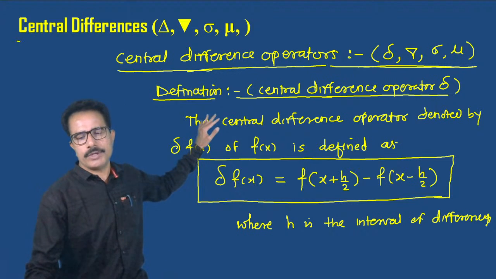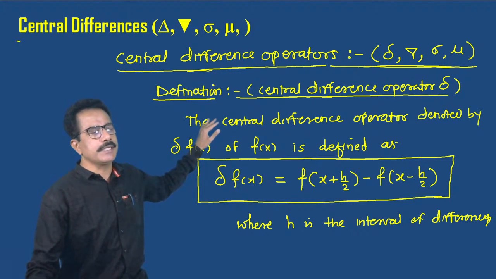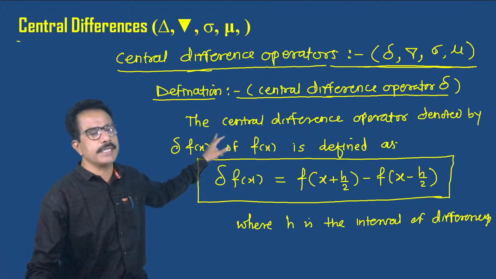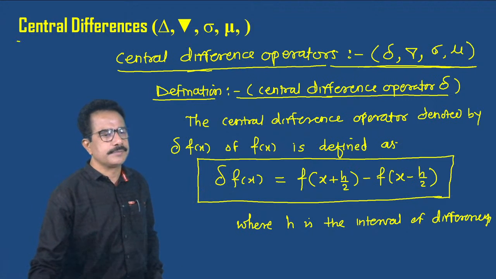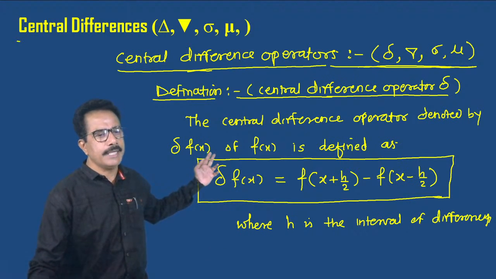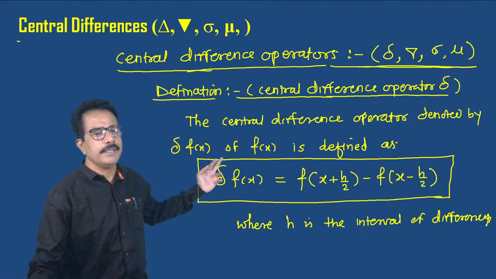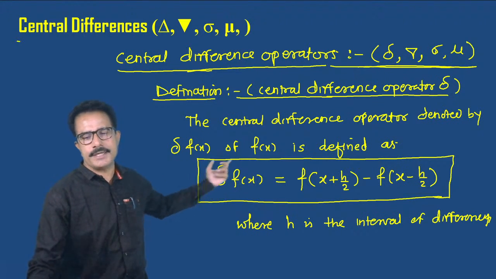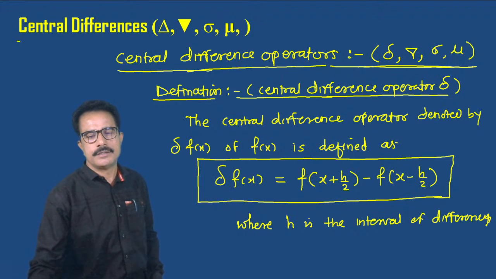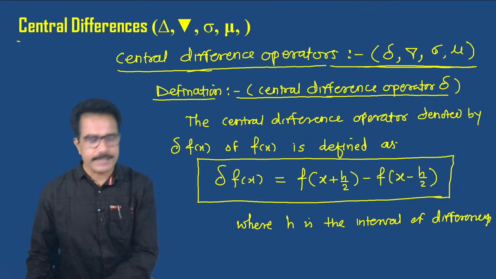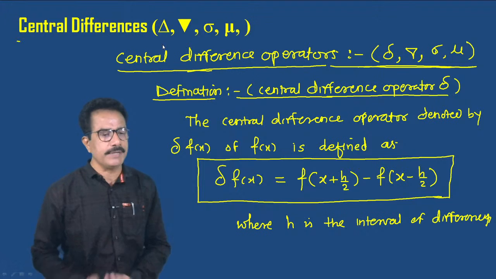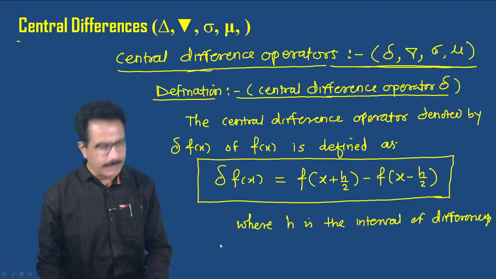Actually in the last lecture we have seen the definition of the central difference operator delta. The central difference operator delta is denoted by delta f of x and is defined as delta f of x is equal to f of x plus h by 2 minus f of x minus h by 2. This is the central difference operator, or it is also denoted by using the notation.